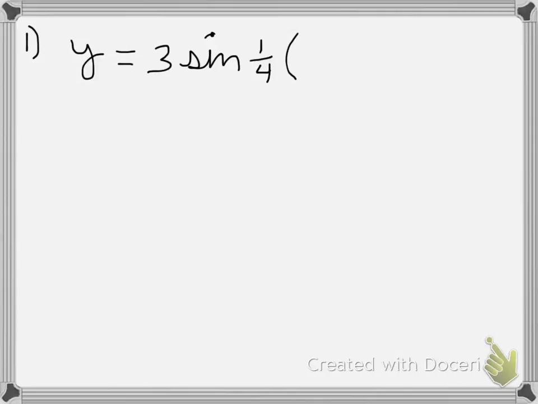Alright, here we go. We're going to graph a couple of sinusoidal equations and identify a few attributes of them. And the first one we're going to look at is y equals 3 times the sine of 1/4 times (x minus pi over 4), minus 3.